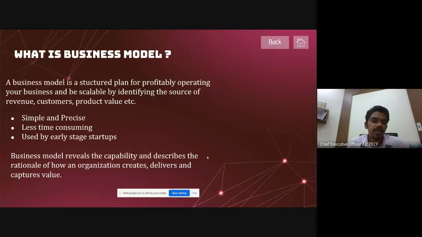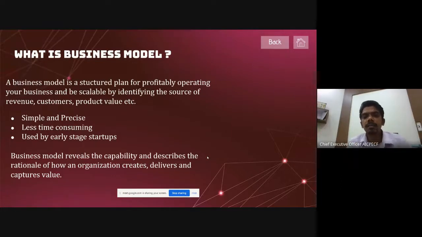So a business model is nothing but a structured plan where you deal with the profitability of your business, right? So when it comes to a business plan, you are jotting out 5-year, 2-year long-term plan strategies where you can make your business sustainable and profitable. And here in a business model, it is a very simple structured plan where you're making it scalable and profitable, where you want to identify the sources of your revenues, whom you're going to serve, that is your customers, what kind of value you're going to create, right? So what kind of product you're going to create.